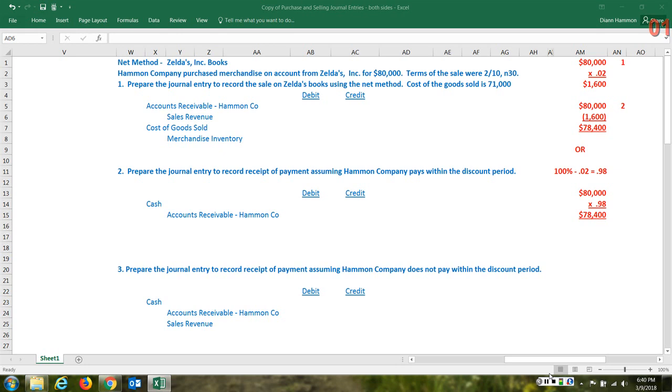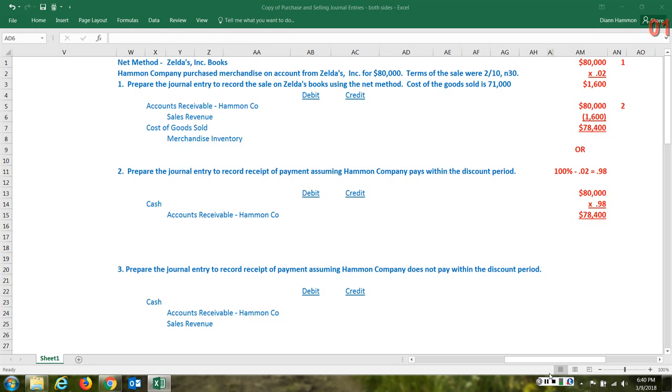Because so many companies do take advantage of this, we often will see that they prepare journal entries and record purchases and sales using the net method at the beginning. And then we'll look at what you do if that customer is not entitled to take the discount. Then you go back and recognize additional revenue in this case.